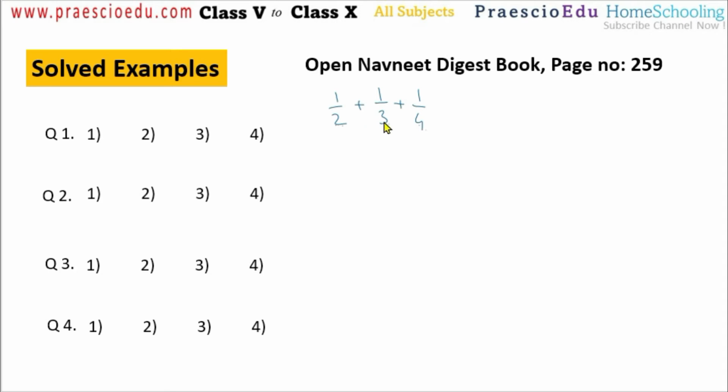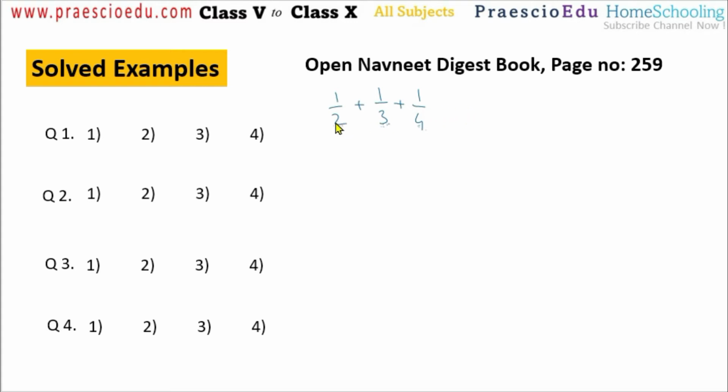So here the nearest common multiple of these numbers is 12, because there is a 3 also. So 2 multiplied by 3 is 6. Okay, so 6 could not be divided by 4. So 4 multiplied by 3 is 12, and 4 is a multiple of 2 also. So 3 4s are 12. So 12 is the nearest multiple, or we can say the LCM.